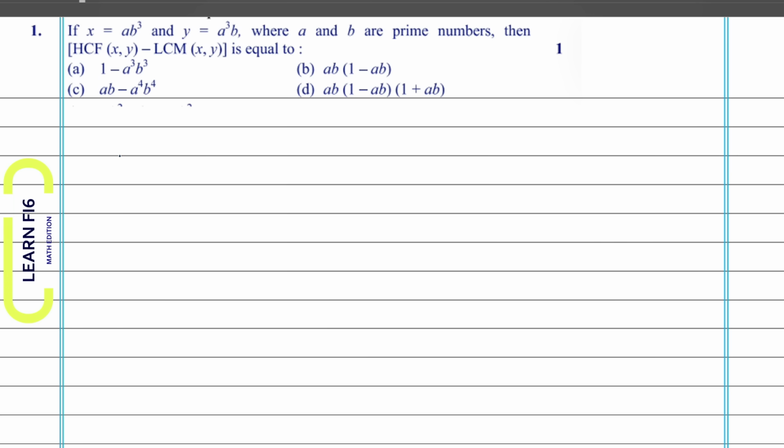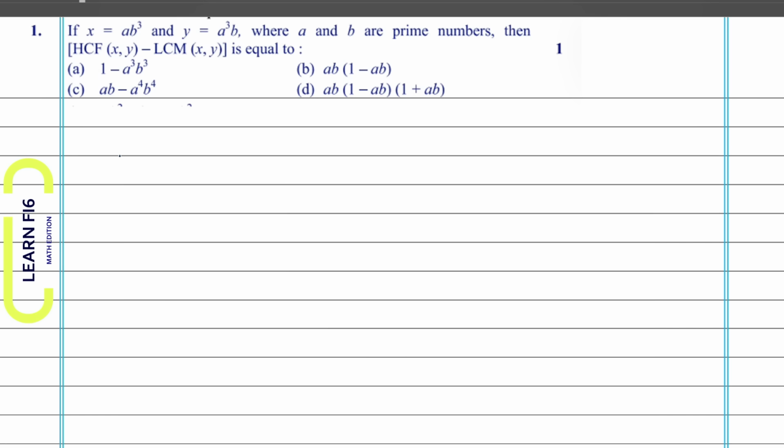The first question is, x value is given and y value is given. Here a and b are prime numbers. Then we have to find the HCF minus LCM of x and y. First we have to find the HCF of x and y, and then we need to find the LCM, and then we have to subtract them.